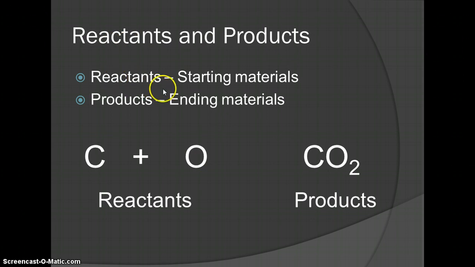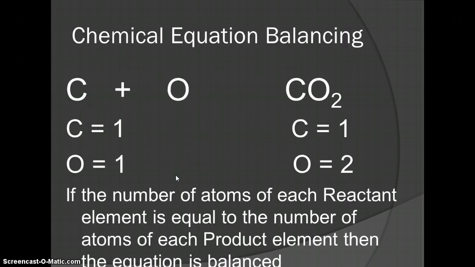Reactants and products. So the reactants are the starting materials and products are the ending materials. So reactants are the things usually on the left side, and they're the things being added together. And the products are the ending materials or the things that you get after the reaction is done.